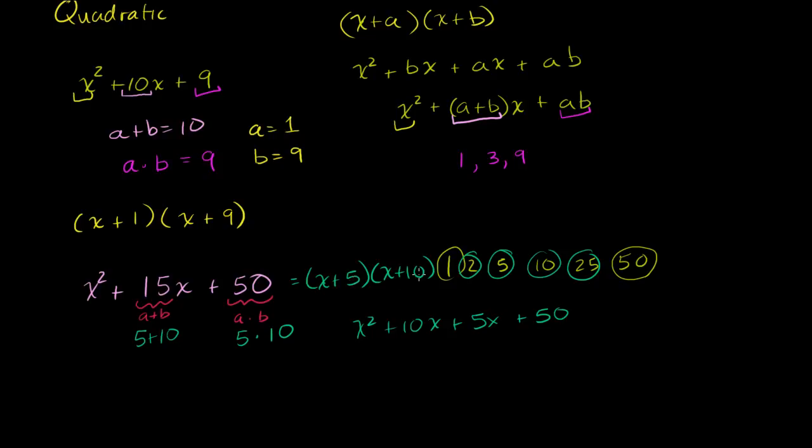Notice the 5 times 10 gave us the 50. The 5x plus the 10x is giving us the 15x in between. So it's x squared plus 15x plus 50.